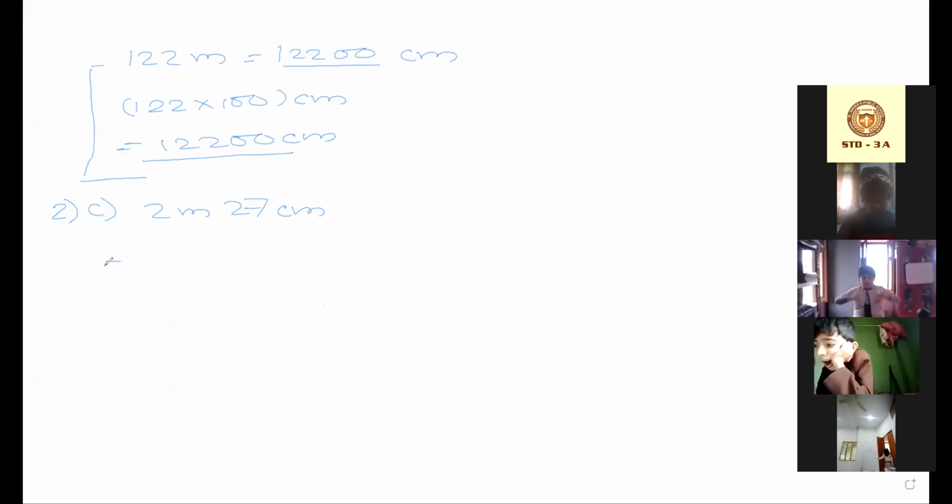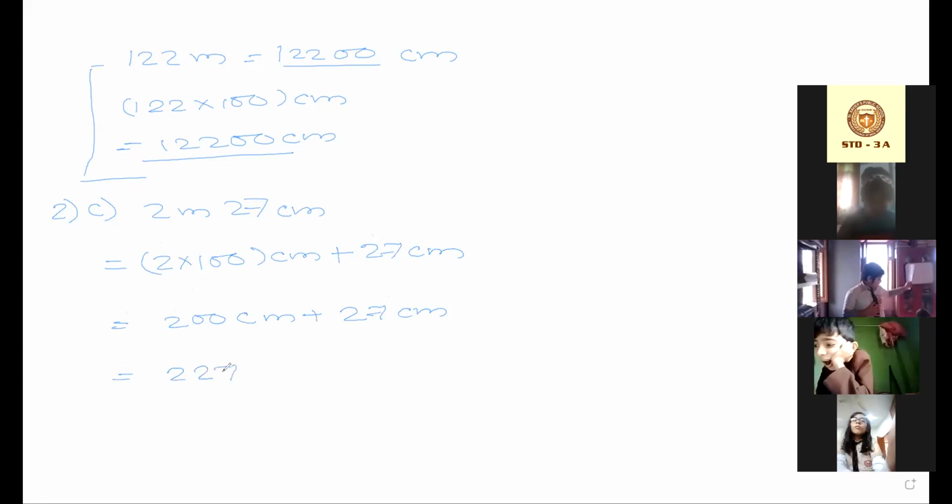So how can you do that? First, convert this meter into centimeter. So 2 into 100 cm plus 27 cm. So 200 cm plus 27 cm. So that means 227 cm is the answer. You have to do this whole process. Do all the maths this way.